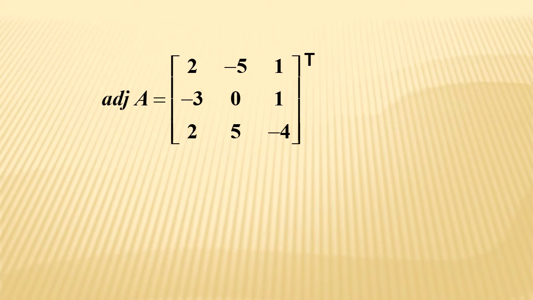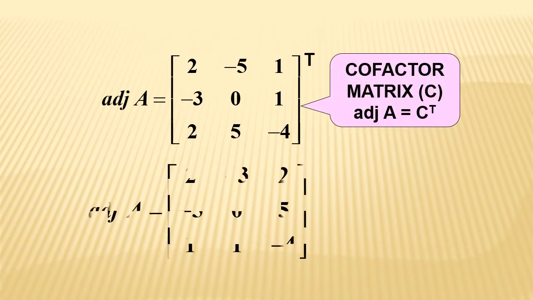So write down all of these elements. The adjoint is the cofactor transpose. So put down the elements of the cofactor and then transpose it. We have the adjoint of A equal to 2, negative 3, 2, negative 5, 0, 5, 1, 1, negative 4. Done.